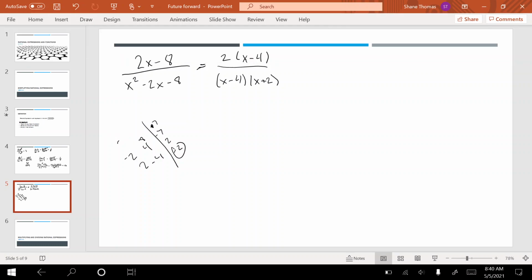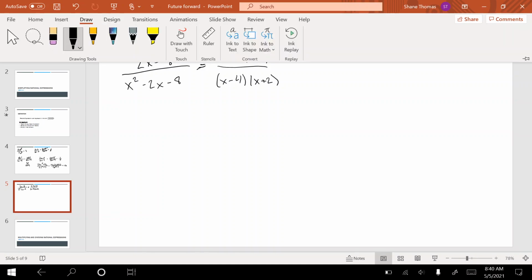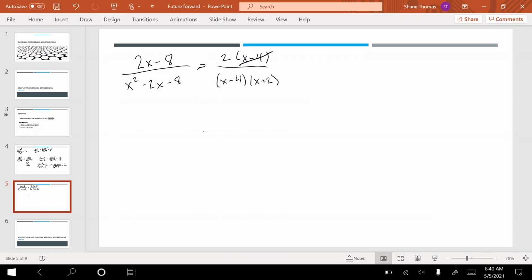So we factored that guy. We got it to factored form now. Does anything cancel out? X minus 4, gone. Leaving me with 2 over x plus 2. Boom. Questions on that one? You guys try this guy.